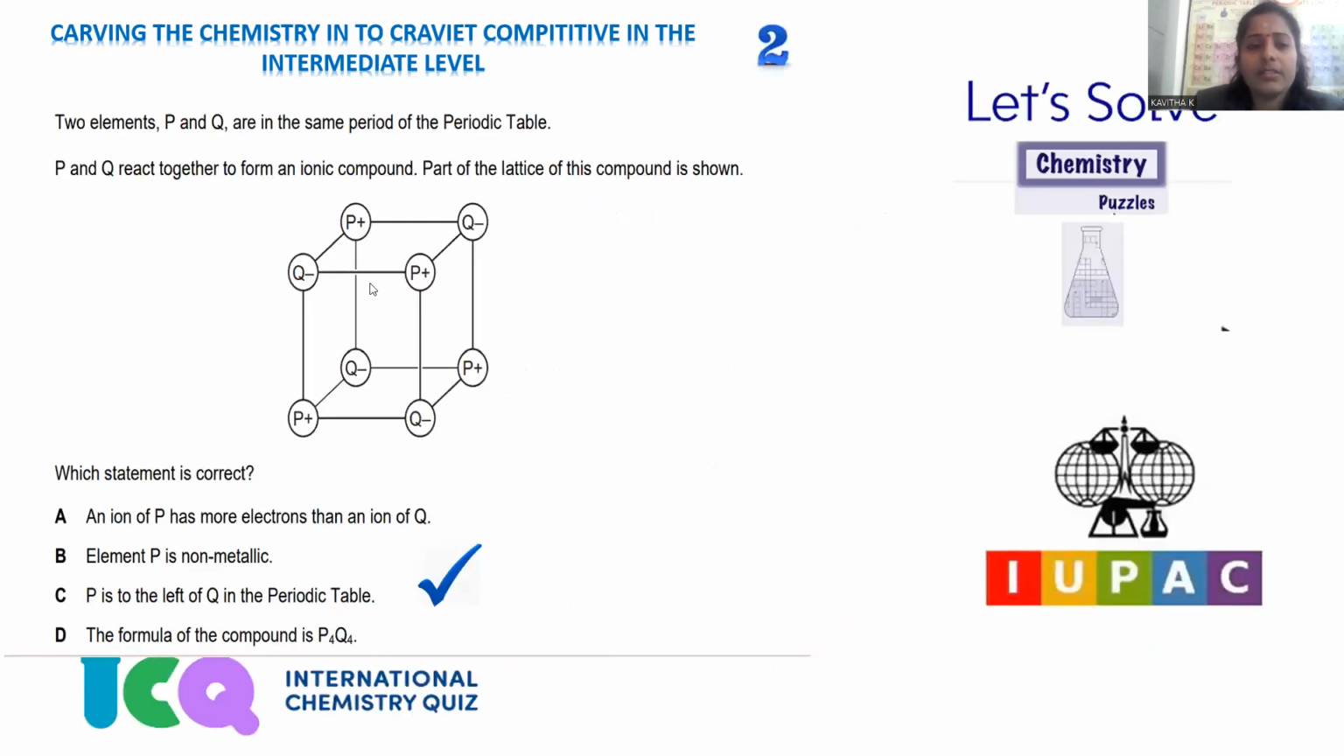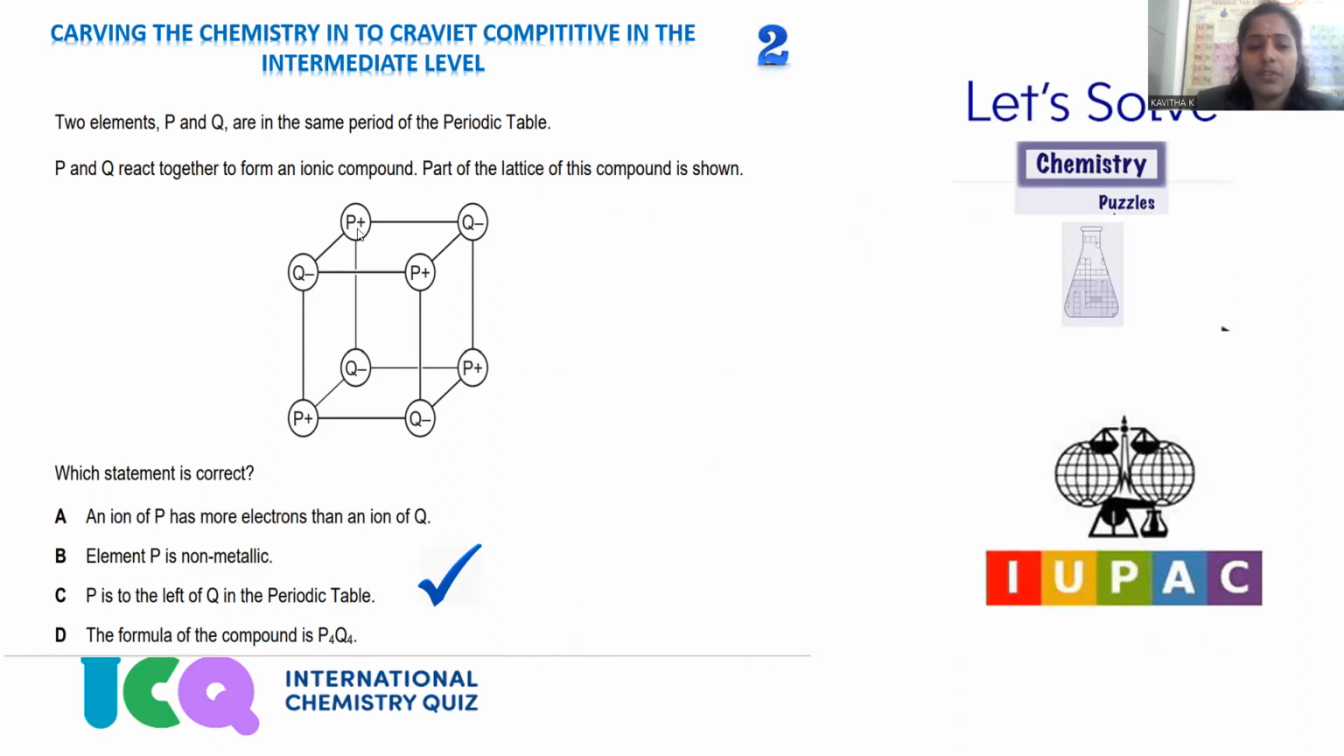Let's go with another question, number 2, where solid state chemistry is provided for the central metal arrangement. If this is the arrangement, which is called a primitive cube, in this P, Q are provided.